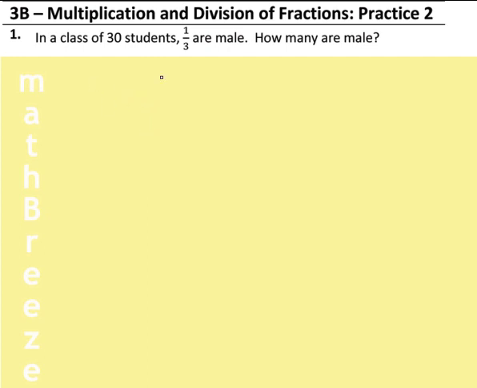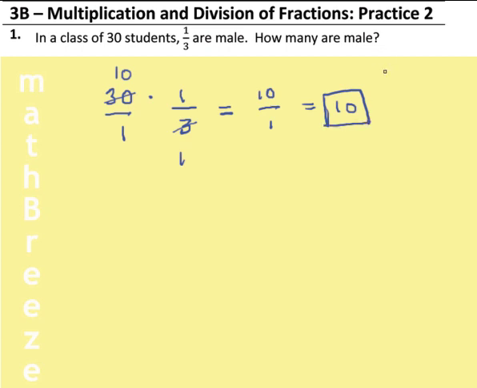Basically, we divided 30 by 3, or another way of looking at it, dividing 30 by 3 is the same as multiplying 30 by 1/3. Okay, we'll reduce first. And we have 10 students. So if we want to take 1/3 of 30, we can multiply by 1/3.